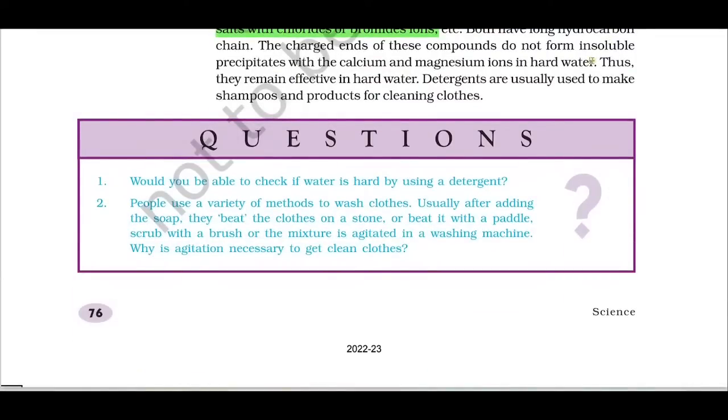Can you check the hardness of water by using detergents? No, you cannot check the hardness of water by using detergents because they do not form insoluble scum.